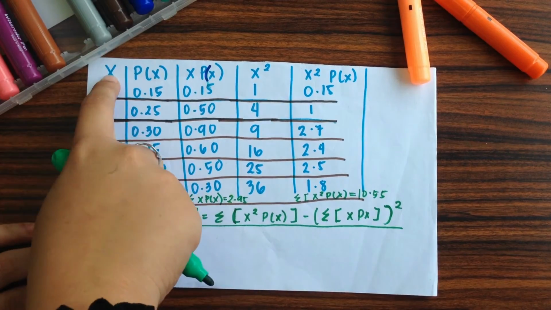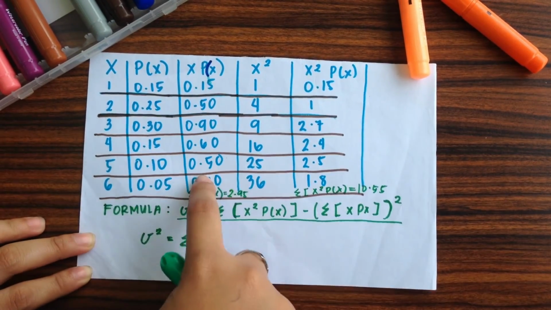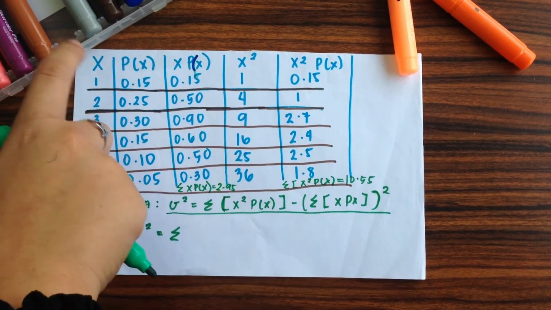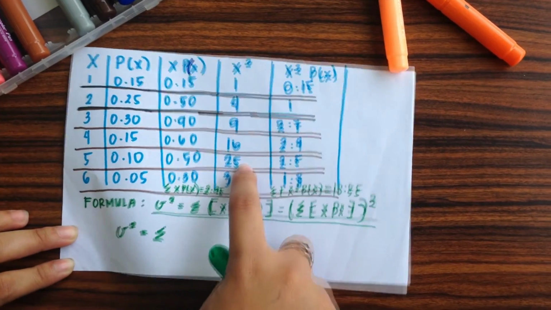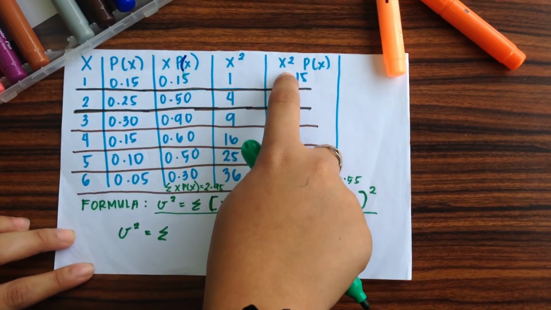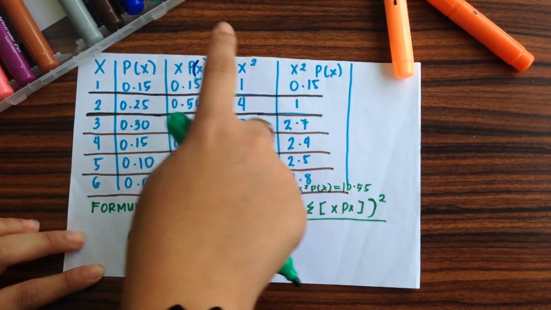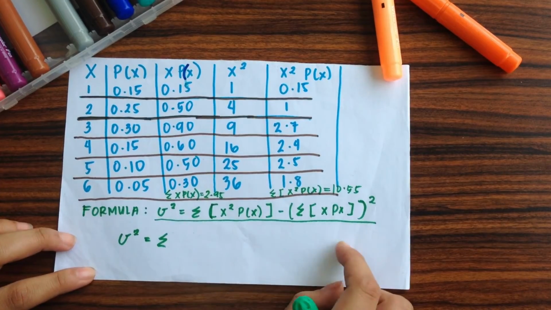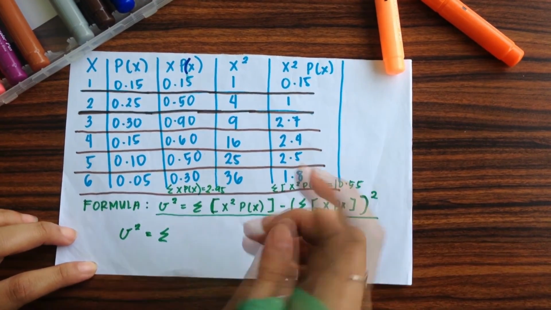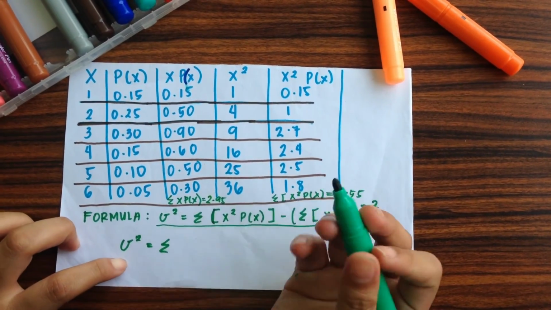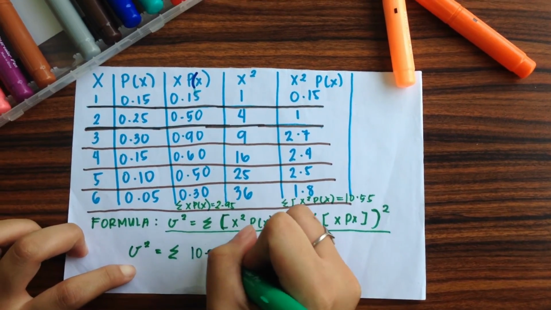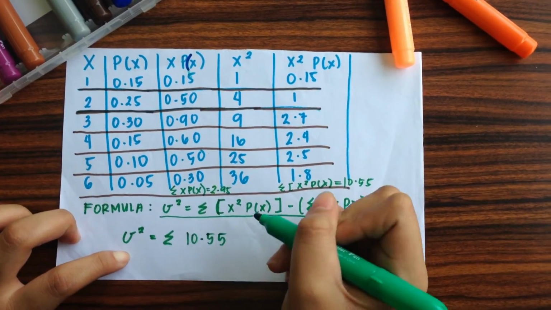Makuha ang x times p of x, i-multiply lang natin ang x sa p of x. At kapag nakuha na lahat, i-add para makuha ang summation of x times p of x. Para naman sa x squared, i-squared lang natin yung x. Para naman sa x squared times p of x, i-multiply lang natin ang x squared sa p of x at i-add ulit lahat. Para naman makuha ang standard deviation and variance, kailangan lang natin sundan ang formula.